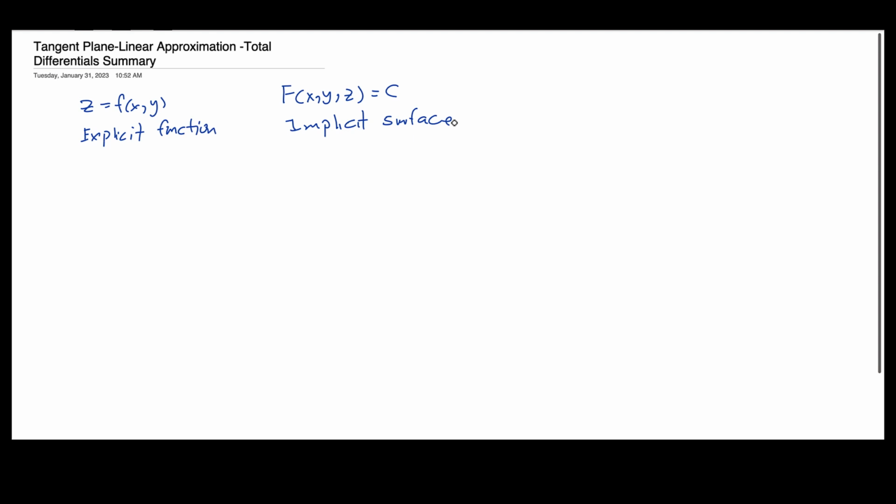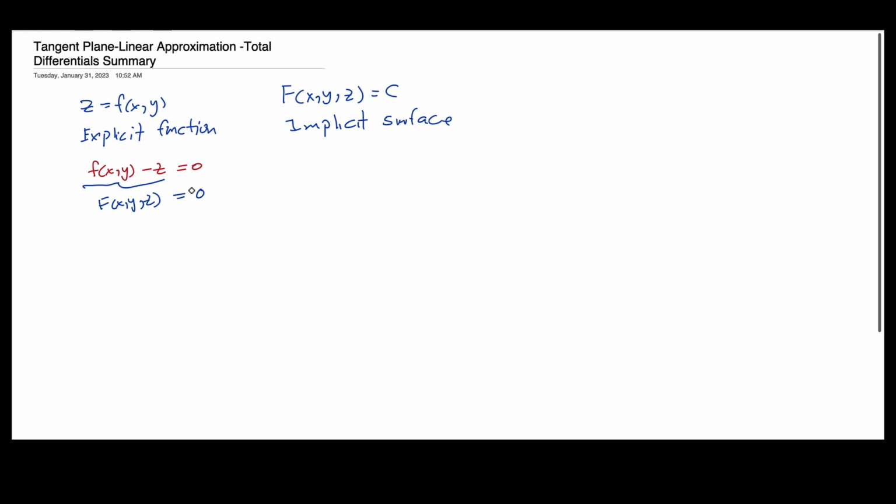One thing I want to make sure of is that when we're talking about explicit functions, the graph of the function is a surface, and we can write it in the format of an implicit surface. So let's write this function in the format of an implicit surface: f of x and y minus z equal to 0. When I write it this way, I can assume this is F of x, y, and z equal to 0, so it looks like an implicit surface.